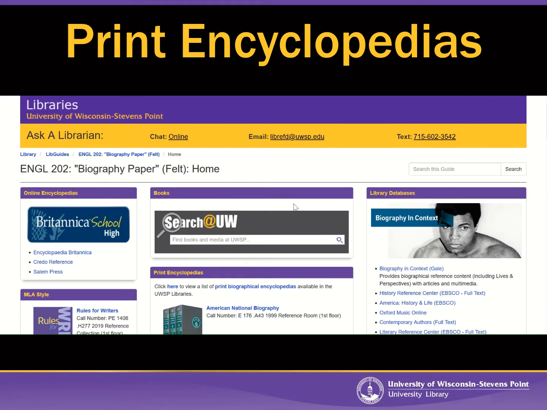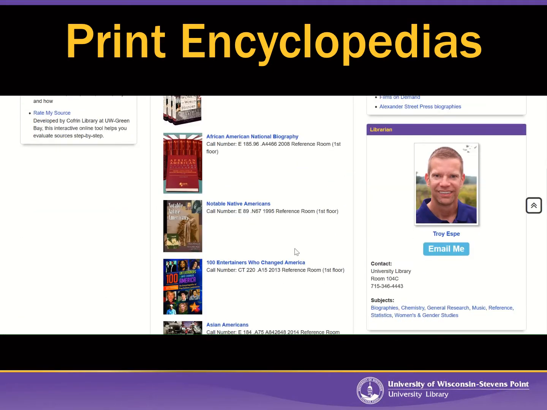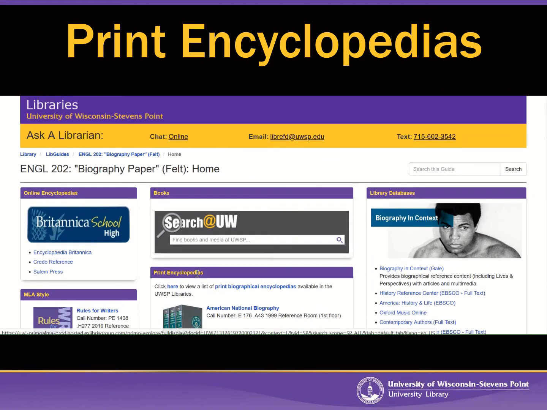For your annotated bibliography, you need one print source, either a book or a print encyclopedia from the UWSP libraries or from a public library. If you cannot visit a library because of the pandemic, please contact me. My contact information is in the lower right, and I will be happy to scan and email a print source for you. So let's look for a print source.